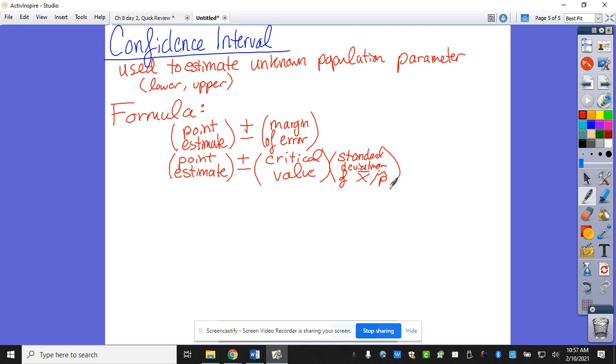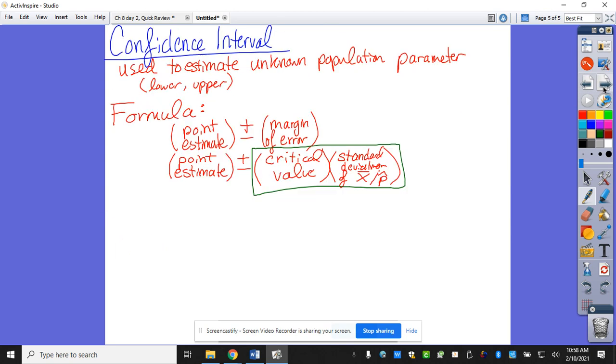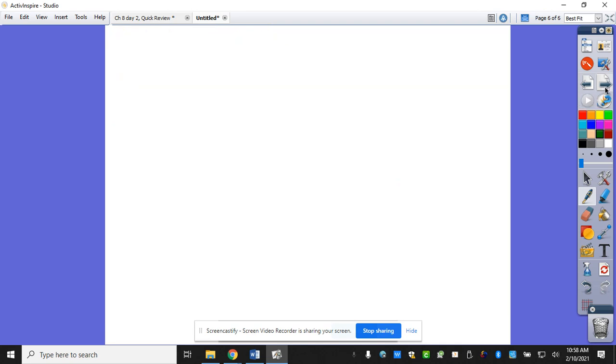All of this is my margin. Anything past the plus minus is margin of error. So this is margin of error. What is margin of error? My z-score times my standard deviation. So my standard deviation goes here. So what could my critical value be? Your z-score. So z and t are going to be critical values.